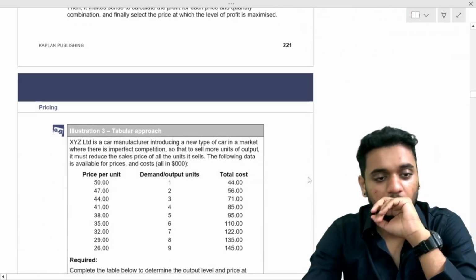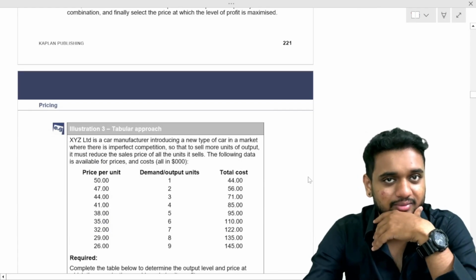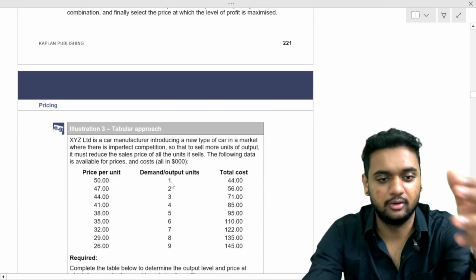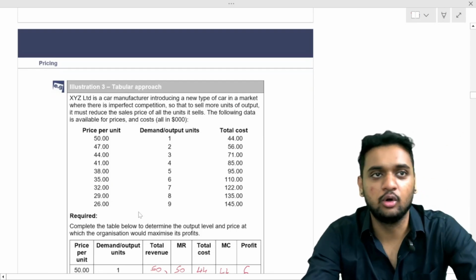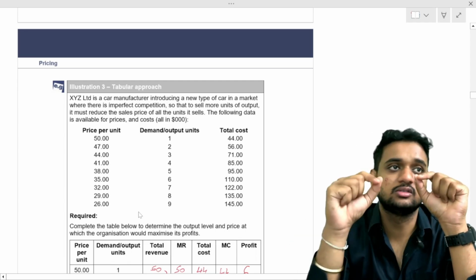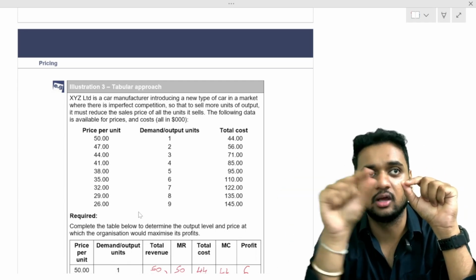Okay. Now, the tabular approach we saw yesterday. So using the formula also we can find out. They give a table like this in the question below. If a table is given to us, we also know how to find out which profit is the maximum.